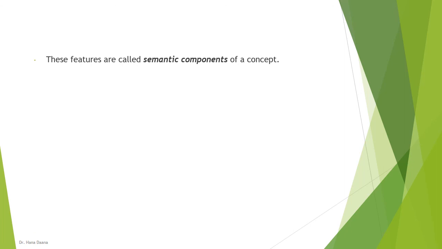Now, the features that we have here are known as the semantic components of a concept, and analyzing or identifying concepts by their components or features is known as componential analysis.